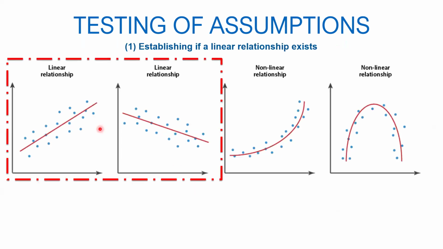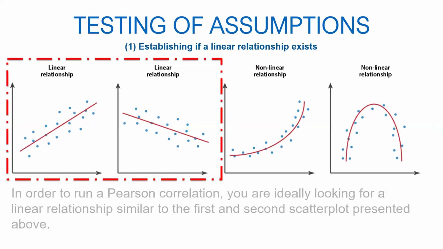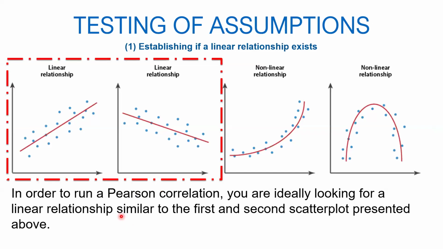Now notice in the first two figures that we see, we observe a linear trend in our data points. This one increases as it goes to the right. However, in this case here, the trend decreases as we go to the right. In order to run the Pearson correlation, basically, we are looking for a linear relationship, which will be similar to the first and second scatter plot diagrams that we see here.